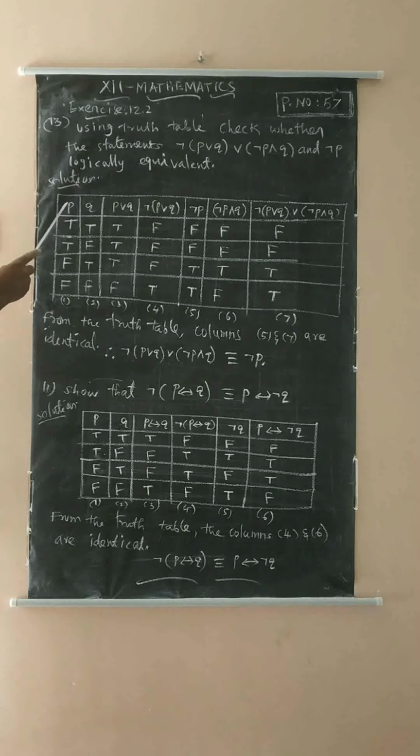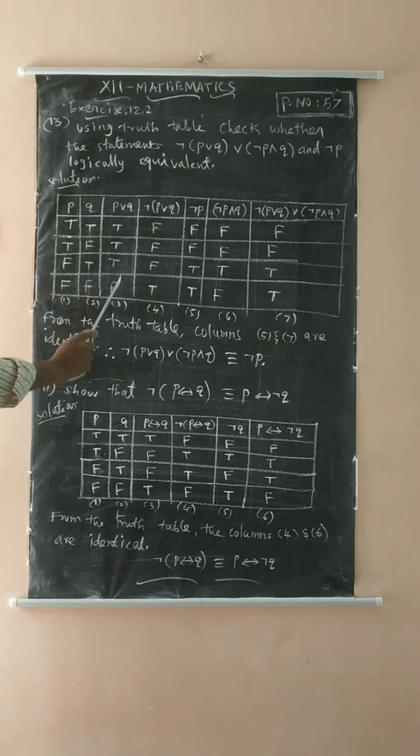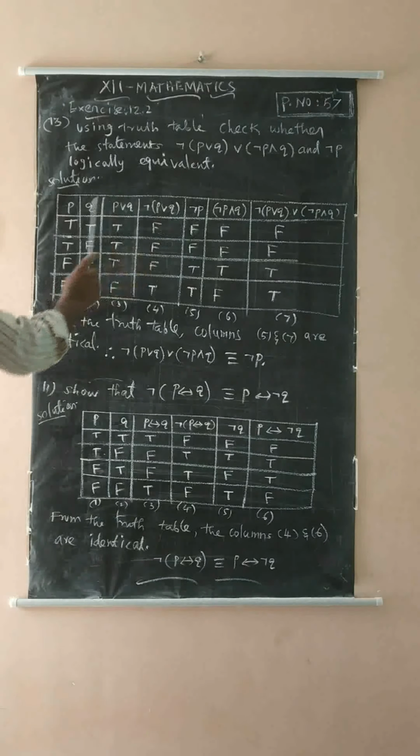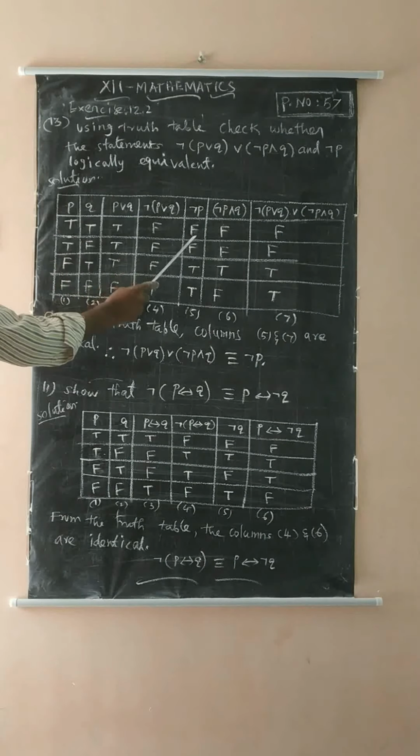So first we filled P, Q: true, true, false, false, true, false, true, false. Next, the OR statement rule: if both are false, the OR statement is false, otherwise true. So one false, otherwise true. Negation is the opposite of this: false, false, false, true. Next negation P, the opposite of P: false, false, true, true.